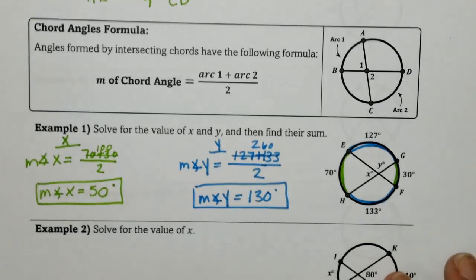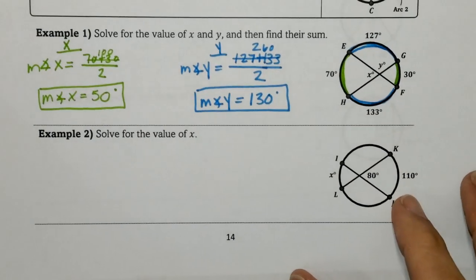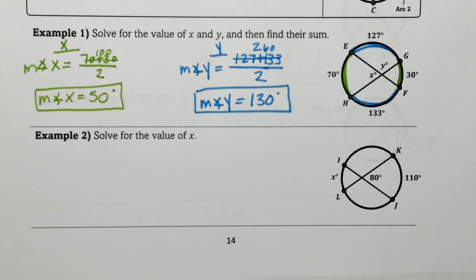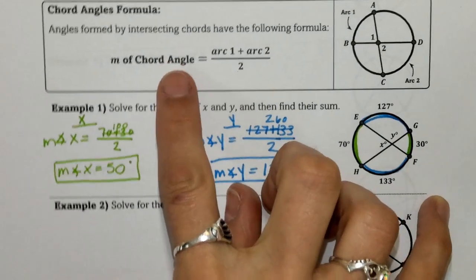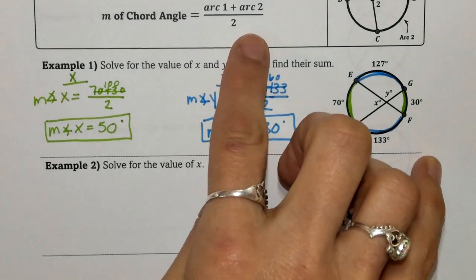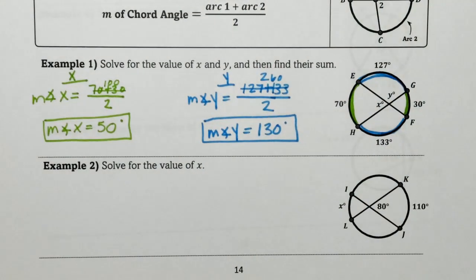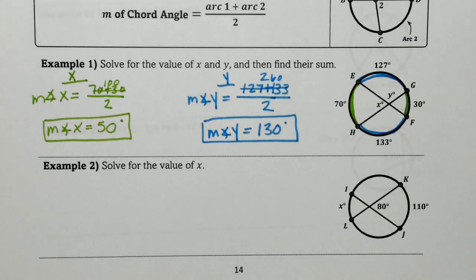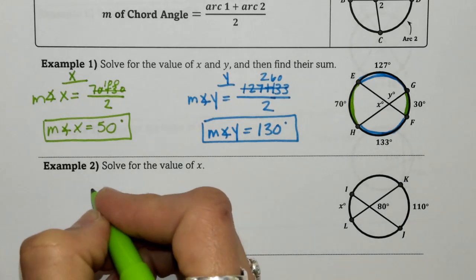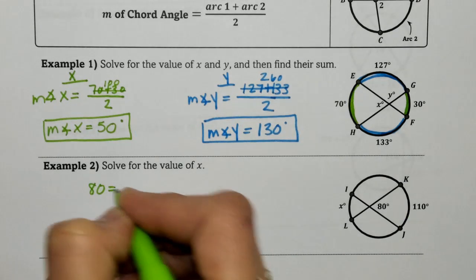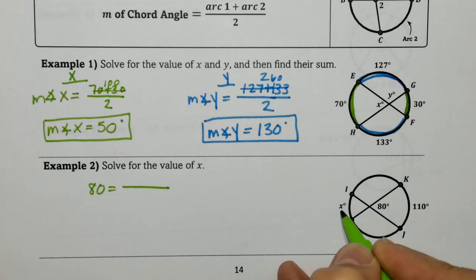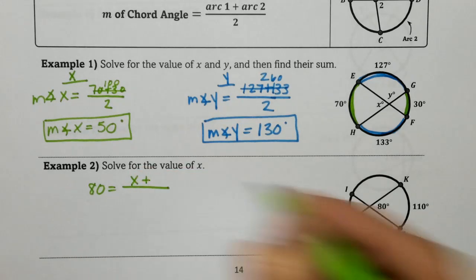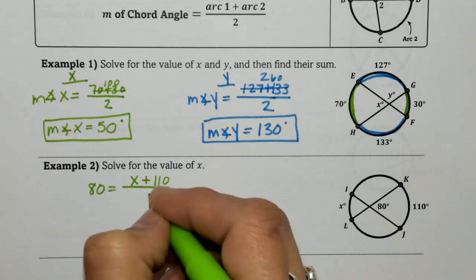When we take a look at example number 2, we're going to work backwards. Notice that we have the angle, so we have the measure of the chord angle. We're going to have to work backwards, finding one of these arcs. What we're looking for here is arc IL. So in our formula, we're going to have the angle measure on the left-hand side. It will be equal to arc x plus arc 110, over 2.